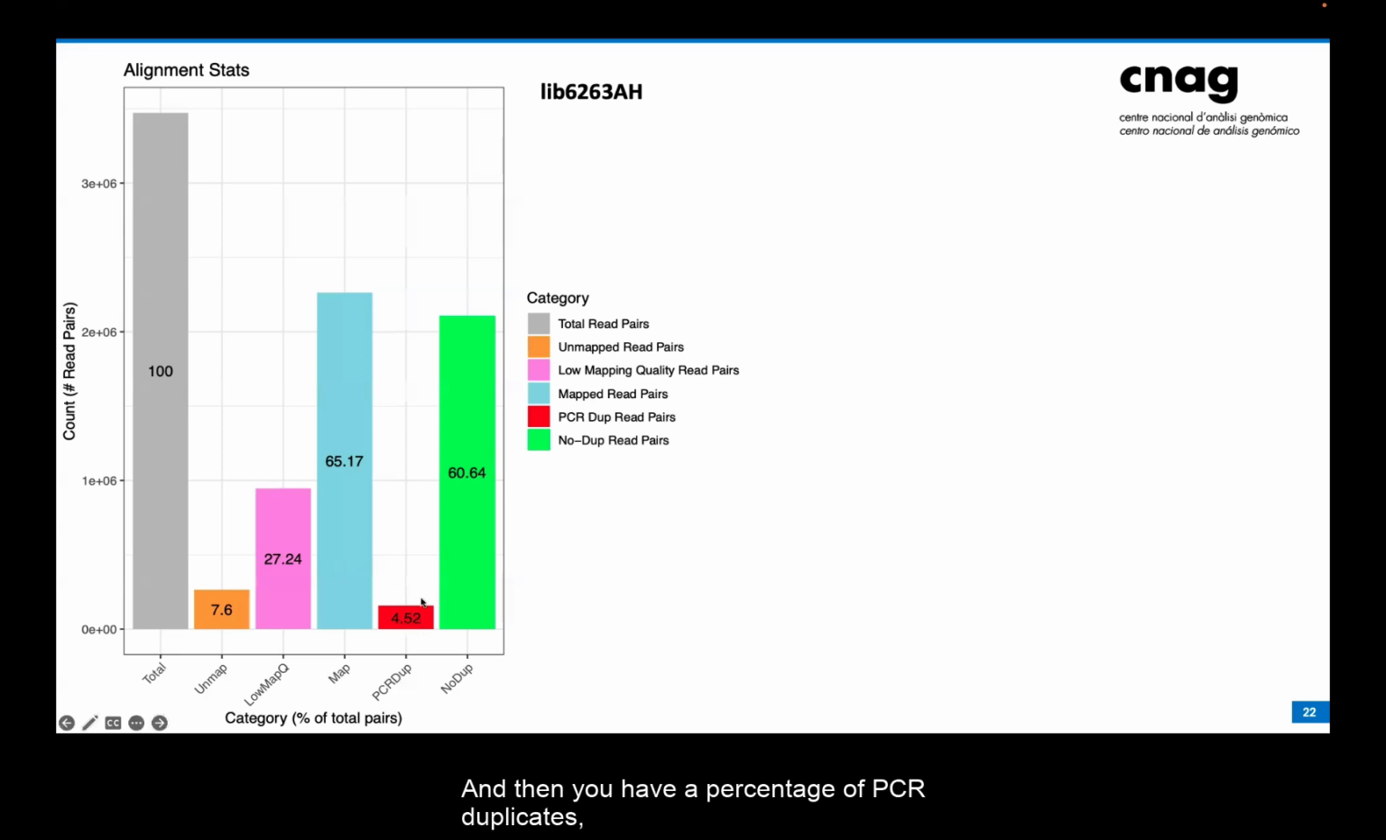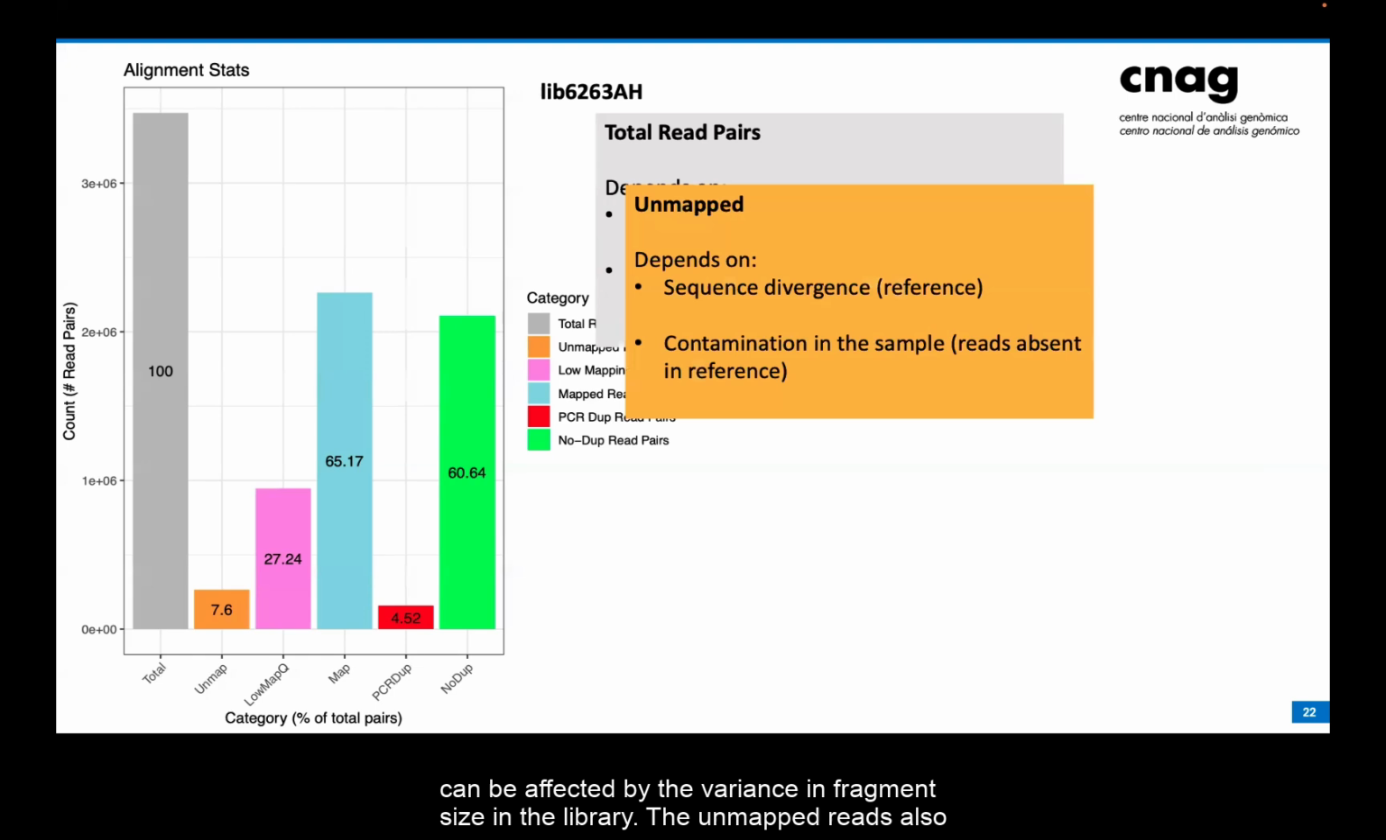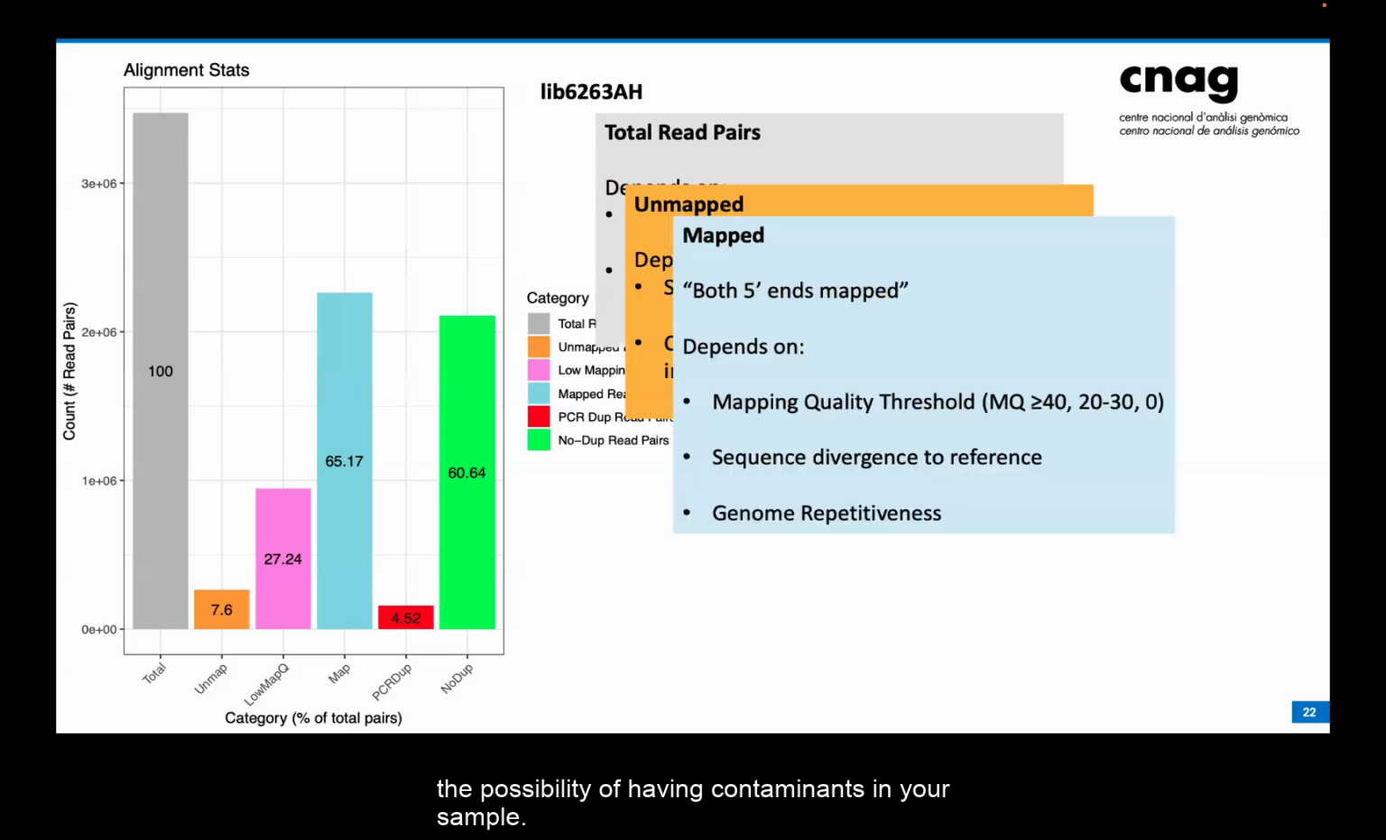And then you have a percentage of PCR duplicates and a percentage of no duplicate pairs that are a split of this 65% of mapped read pairs. Okay? So then, the total pairs depends on the sequencing depth, basically. Although in shallow sequencing, you can be affected by the variance in fragment size in the library. The mapped reads also depend on the divergence to the reference sequence, and the possibility of having contaminants in your sample.